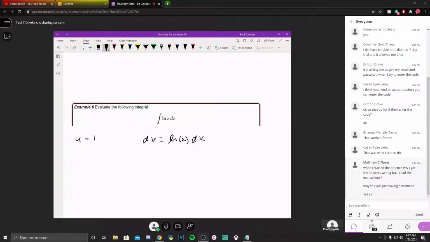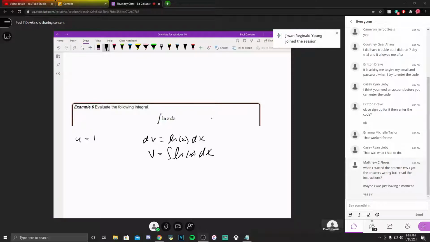The point I want to make real quickly, though, is remember how we compute the v. How do we compute the v? We compute v by integrating dv. So that means to get v, I have to, sorry, bad writing, worse than normal today, compute that integral. Can anyone see the problem?